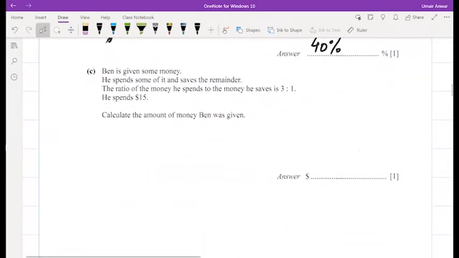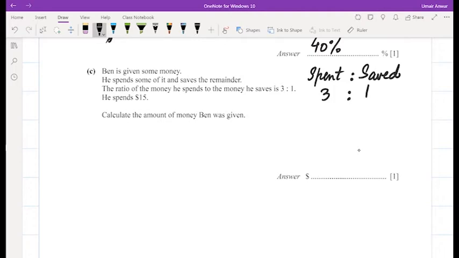The next part says that Ben is given some money. He spends some of it and saves the remainder. The ratio of the money he spends to the money he saves is 3:1. He spends $15. So first of all, I'm going to write here the ratio which is given to us, and it is the ratio of spent to saved, which is 3:1.